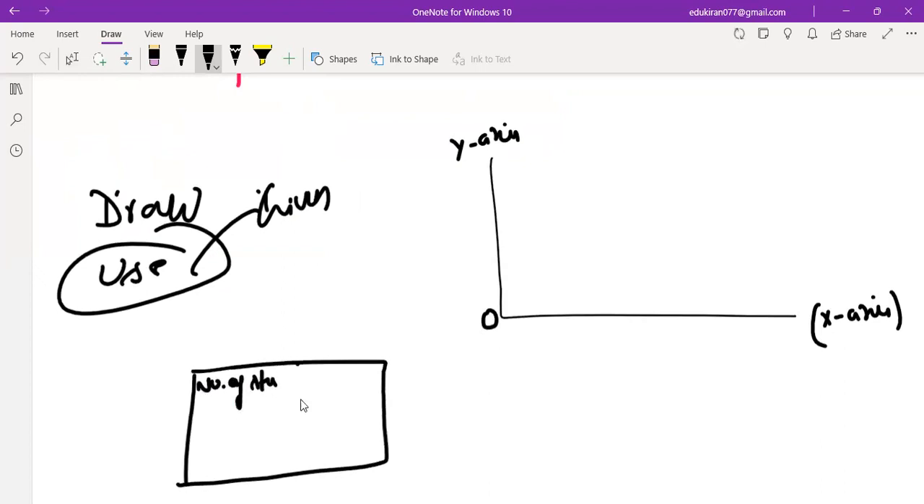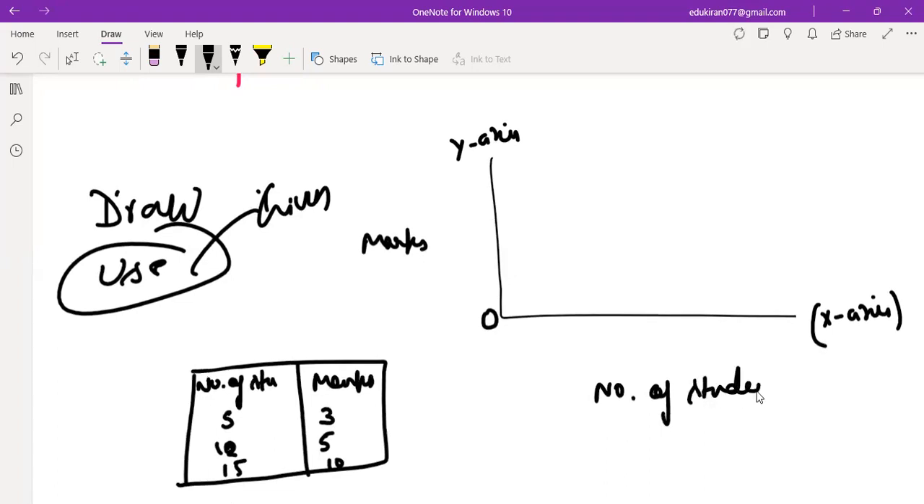For example, this is given to me: number of students and the marks. There can be two types. For example, 5 students got 3 marks, 2 students got 5 marks. Not 5, let's just take 10 and 15. 15 students got 10 marks. So number of students will come here and marks will come here. Whenever you are writing it, you will write marks, and this is number of students.